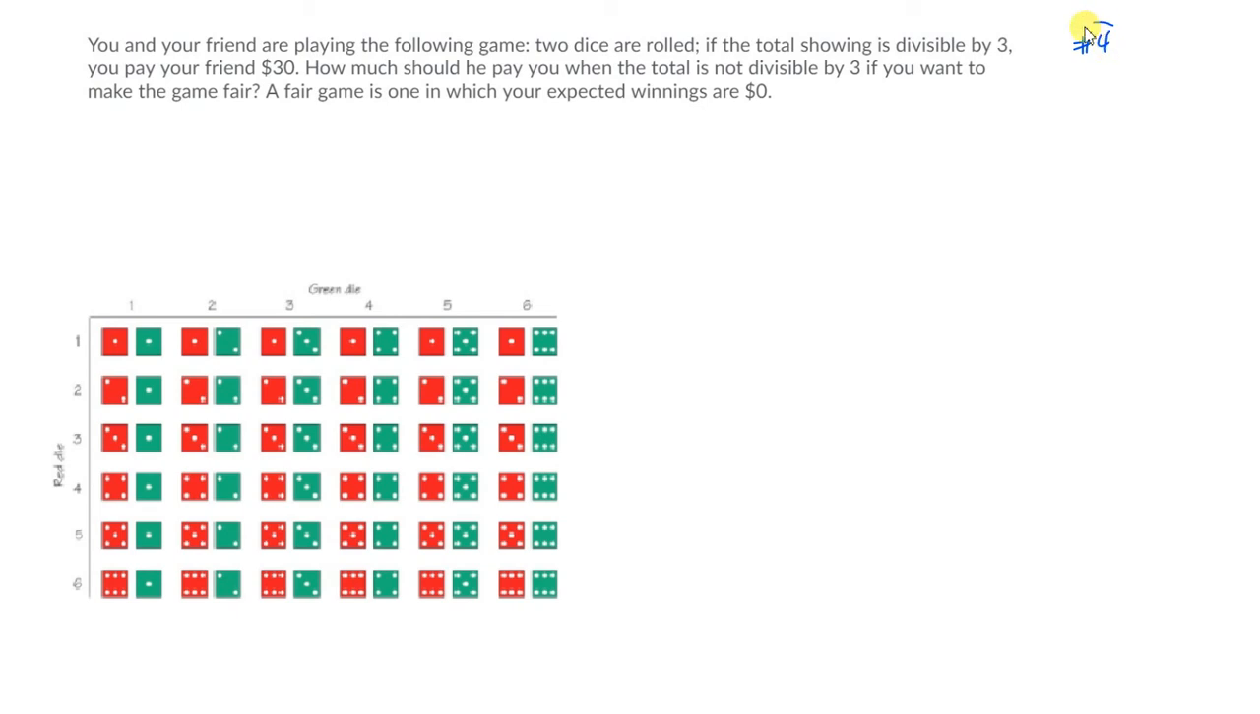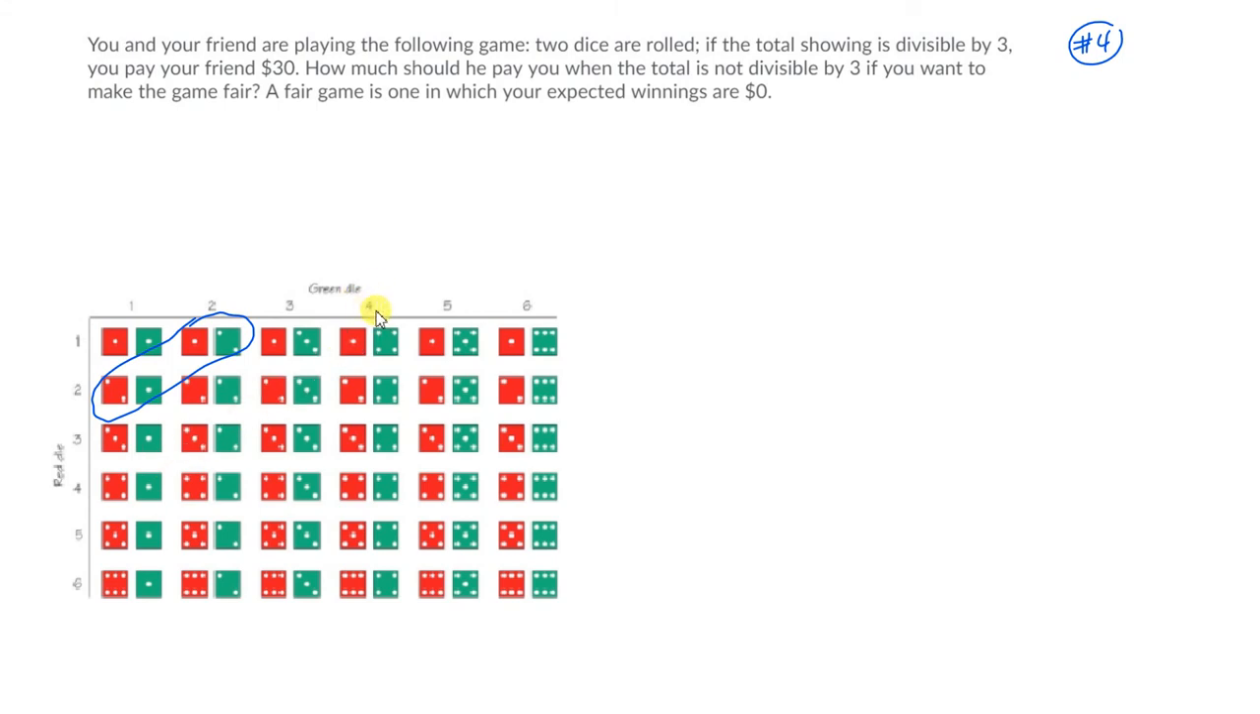So number 4 again involves rolling a pair of dice. And the question is, if our outcome is divisible by 3, we pay out $30. If it's not divisible by 3, then the friend pays us money. So which ones are divisible by 3? Well, if the total is 3, then it's divisible by 3. These guys, a 2 and a 1 or a 1 and a 2, give you a total of 3. That's divisible by 3. These guys give you totals of 4, total of 5.